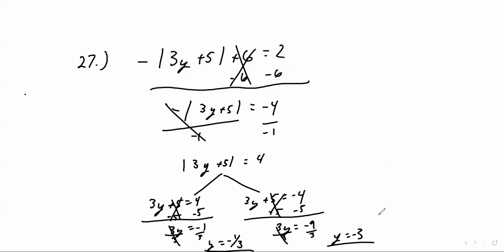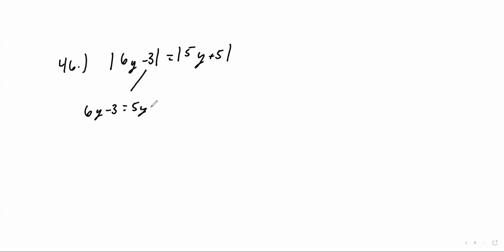Alrighty, so let's look at other kinds of cases with absolute values. Let's jump to number 46. This is absolute value of 6y minus 3 equals the absolute value of 5y plus 5. All right, so two absolute values here equal to each other. Same type of process in a sense. This answer could be the positive version of this or the negative version of this. So you would have 6y minus 3 equals 5y plus 5.